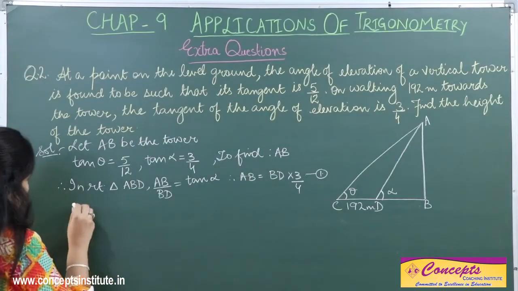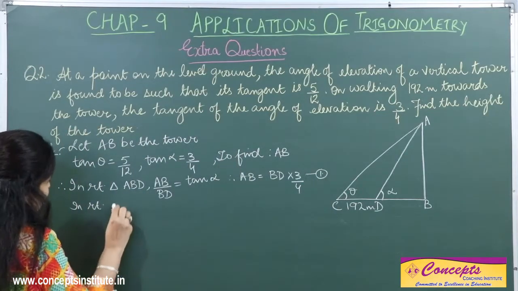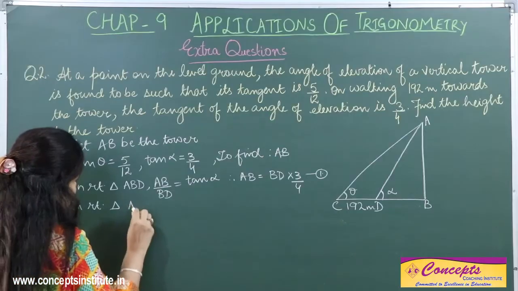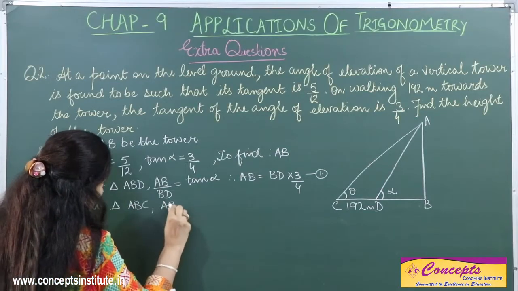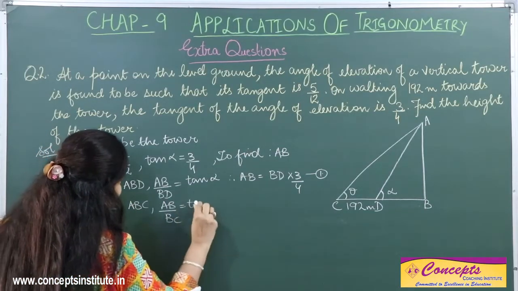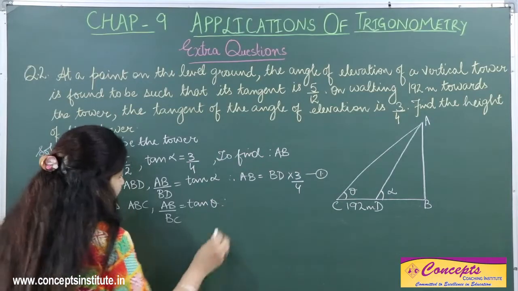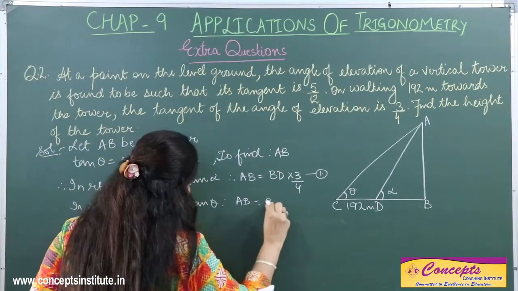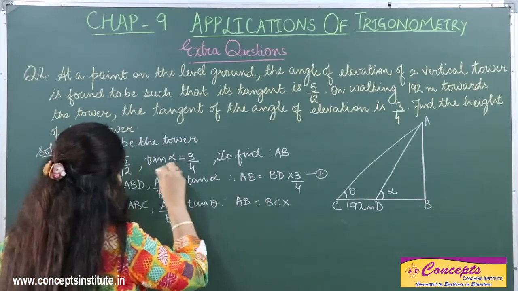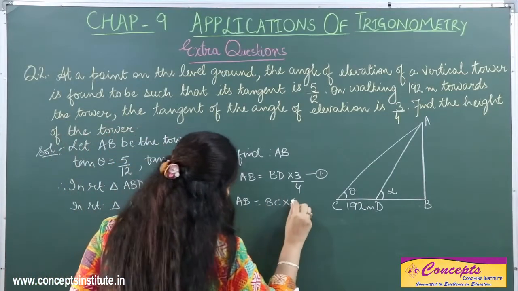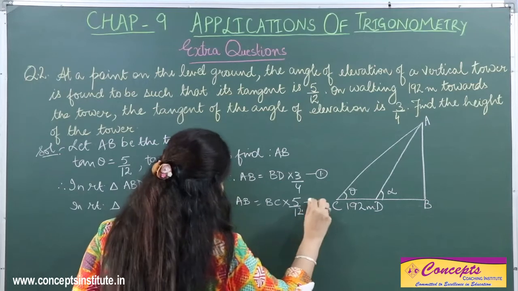Right? Now in right triangle ABC, we have AB upon BC, this is equals to tan theta. So that means AB would be BC into, what is the value of tan theta? It is 5 upon 12. Right students?